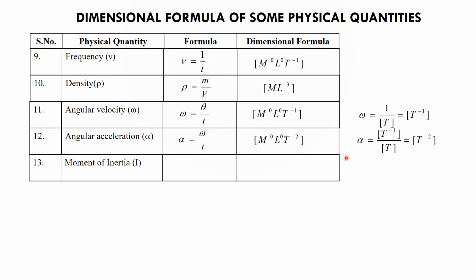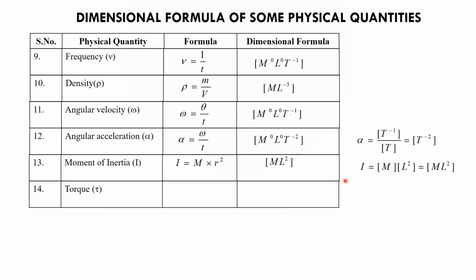Moment of inertia, again represented by the symbol I. Don't worry children, we will study about this later in our syllabus. So just remember the formulas. We are here to find the dimensions. It is MR^2: M is M and R is distance, so R square is L square. So ML^2.